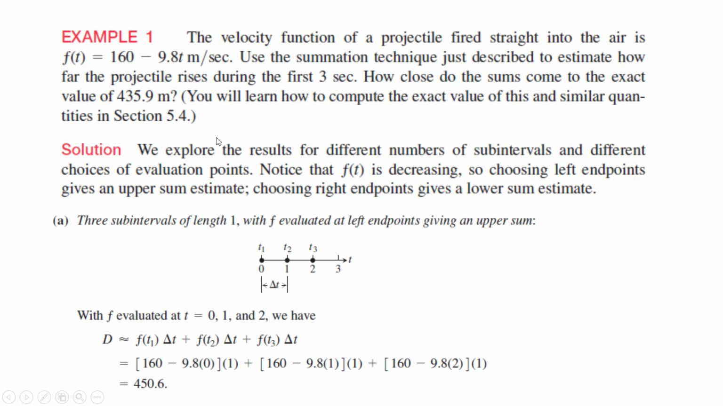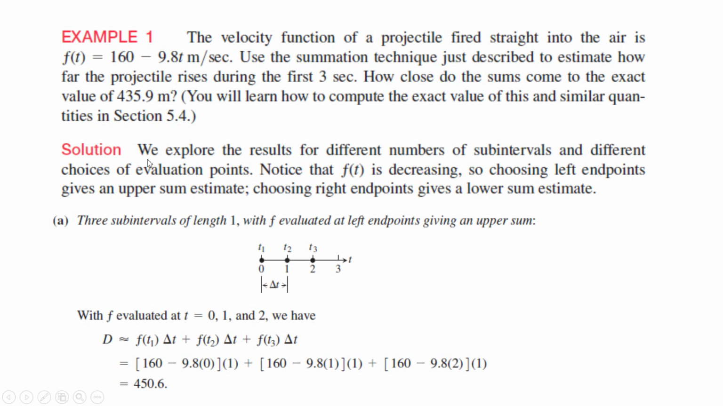So here is an example. The velocity function of a projectile fired straight into the air is f(t) equal to 160 minus 9.8t meters per second. So in this case, velocity is given as a function of time. Use the summation technique just described to estimate how far the projectile rises during the first 3 seconds. So we have to find the distance covered in the first 3 seconds. How close do the sums come to the exact value, and the exact value is also given: 435.9 meters.